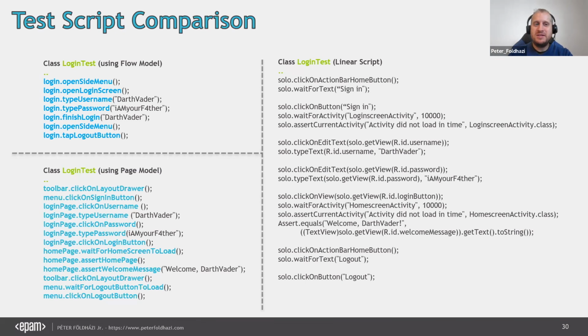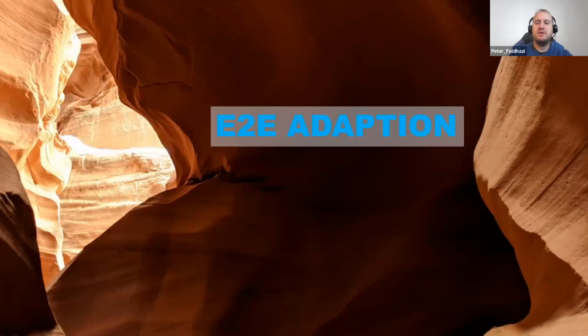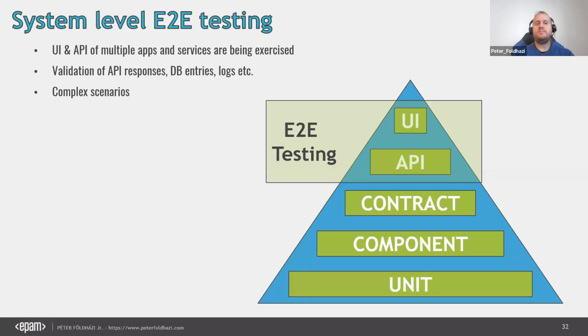Okay, so that's how these different scripting approaches compare to each other. And let me go to the next topic, which is about the end-to-end adaptation. So what does that exactly mean? It means that, and I'm coming with one example of a test pyramid. Of course, there are hundreds of different kinds of test pyramids. I don't want to go into that topic because I could talk about that for another hour.